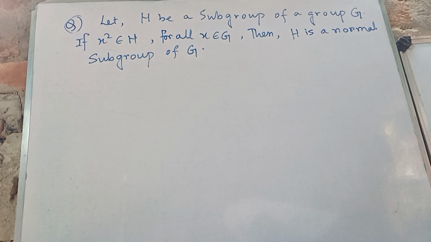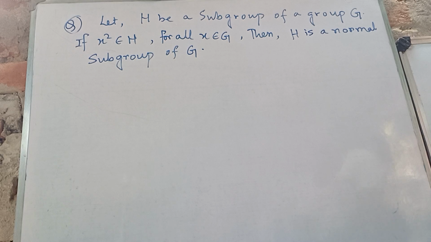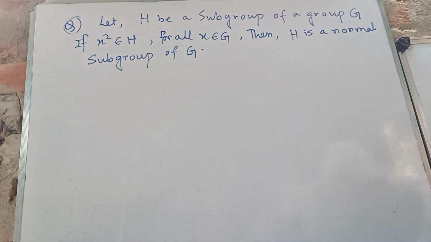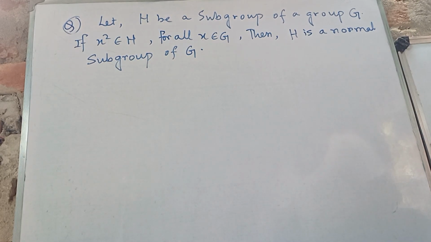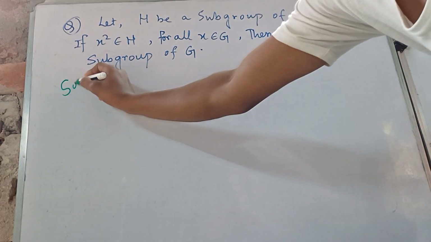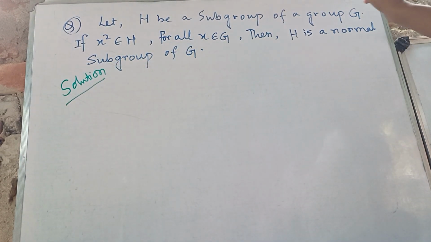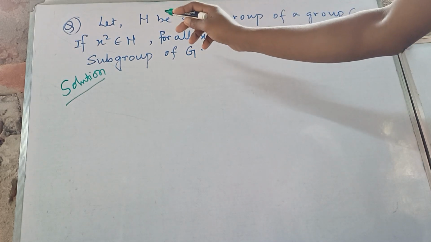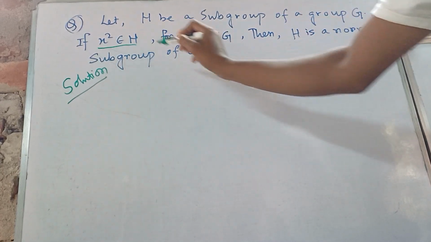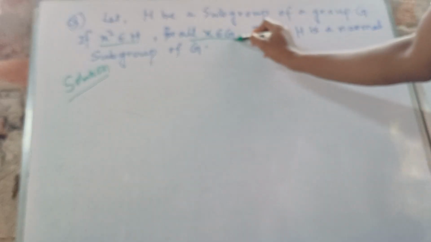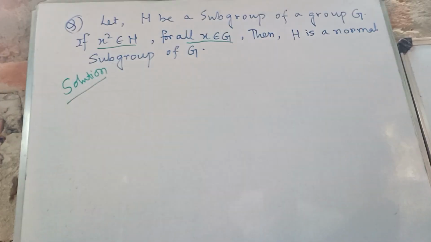Today we discuss important topics related to group theory. We also start from the solution of one problem. We write this problem here. Let H be a subgroup of a group G. If x square belongs to H for all x belongs to G, then H is a normal subgroup of G. We have to prove this one also.